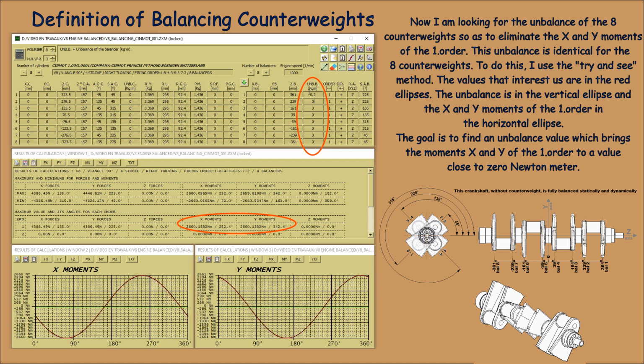Now I am looking for the unbalance of the 8 counterweights so as to eliminate the X and Y moments of the first order. This unbalance is identical for the 8 counterweights. To do this, I use the try and see method. The values that interest us are in the red ellipses. The unbalance is in the vertical ellipse and the X and Y moments of the first order in the horizontal ellipse. The goal is to find an unbalanced value which brings the moments X and Y of the first order to a value close to 0 Newton-meter.